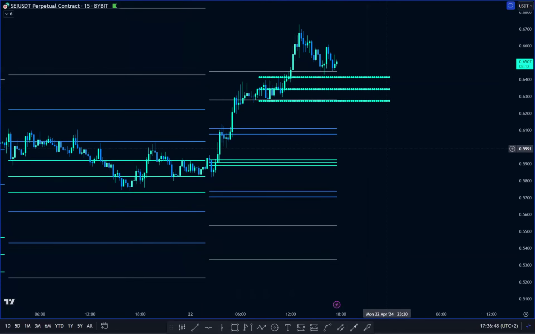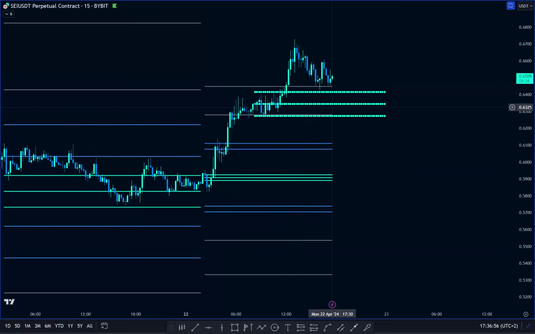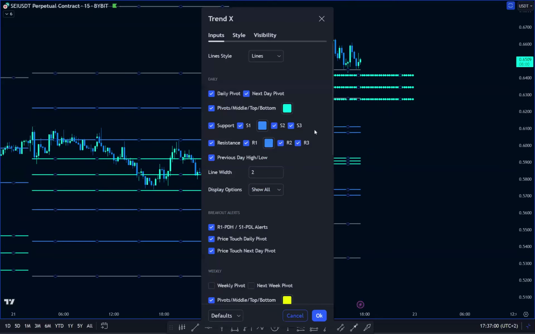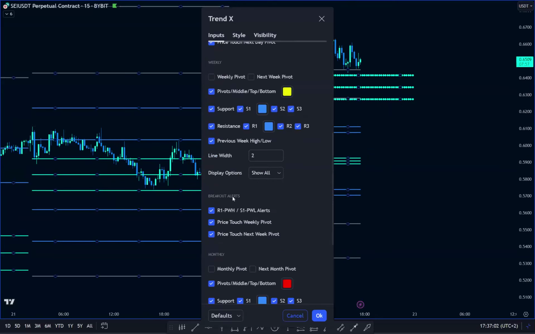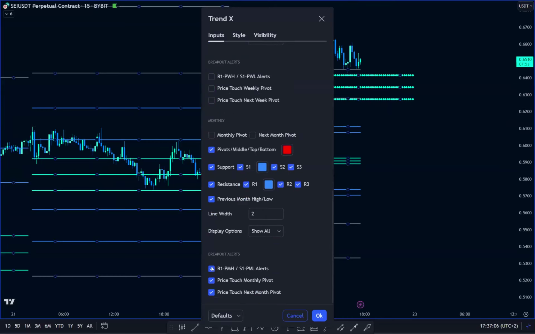So now you have alerts at all the major areas. If price gets to the low of the range, you will be alerted. If price breaks through the pivots, you will be alerted. And if price gets onto the next day's pivot, you will be alerted. And then you can come in here and set it if you want it for the weekly. You can choose if you want the weekly, and if you want the monthly as well.